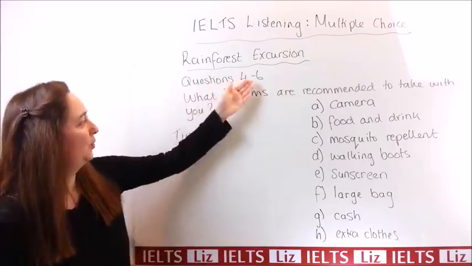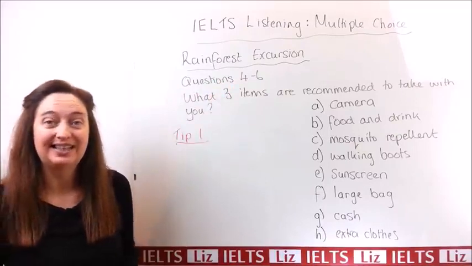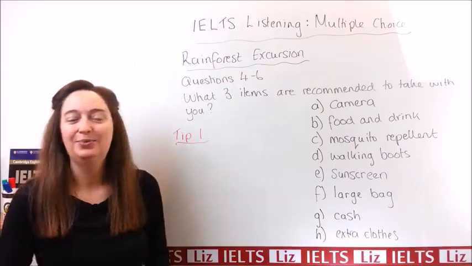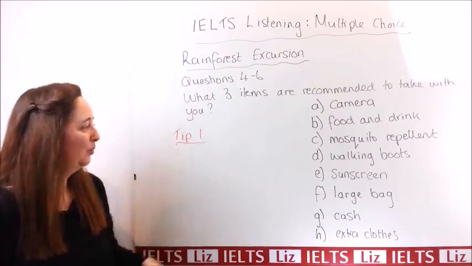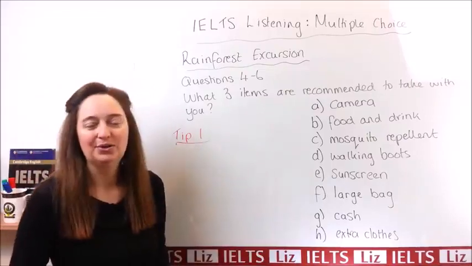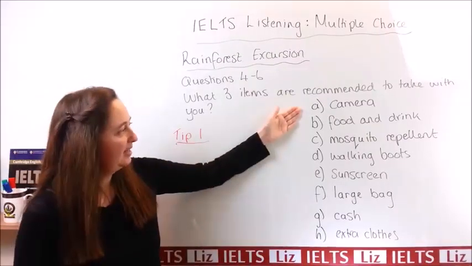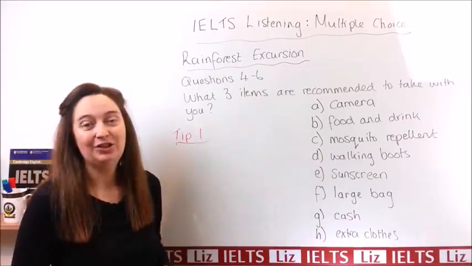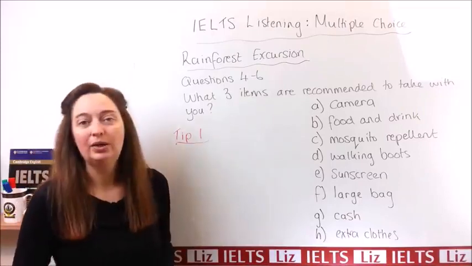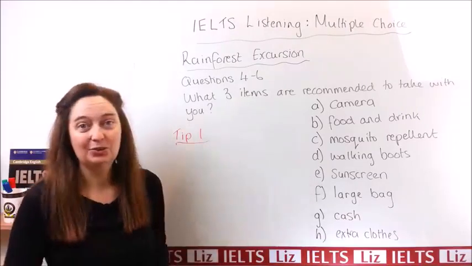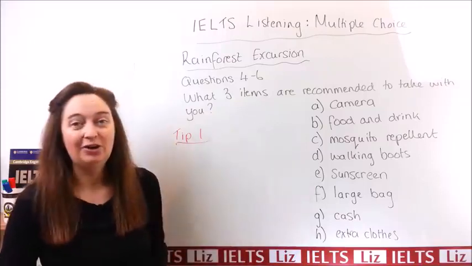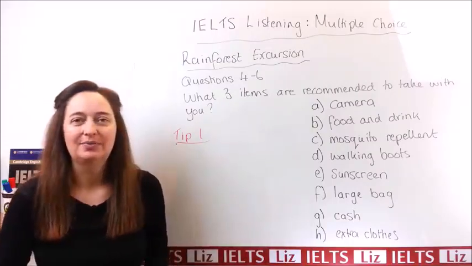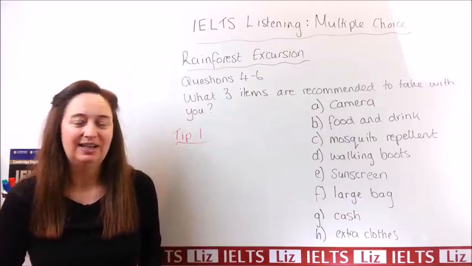We've got questions 4 to 6. So that's 3 questions together. We've got, what 3 items are recommended to take with you? That's our question. And we have a list of possible answers. We have A, camera, B, food and drink, C, mosquito repellent, D, walking boots, E, sunscreen, F, a large bag, G, cash, and H, extra clothes. And from those options we need to choose 3 answers.